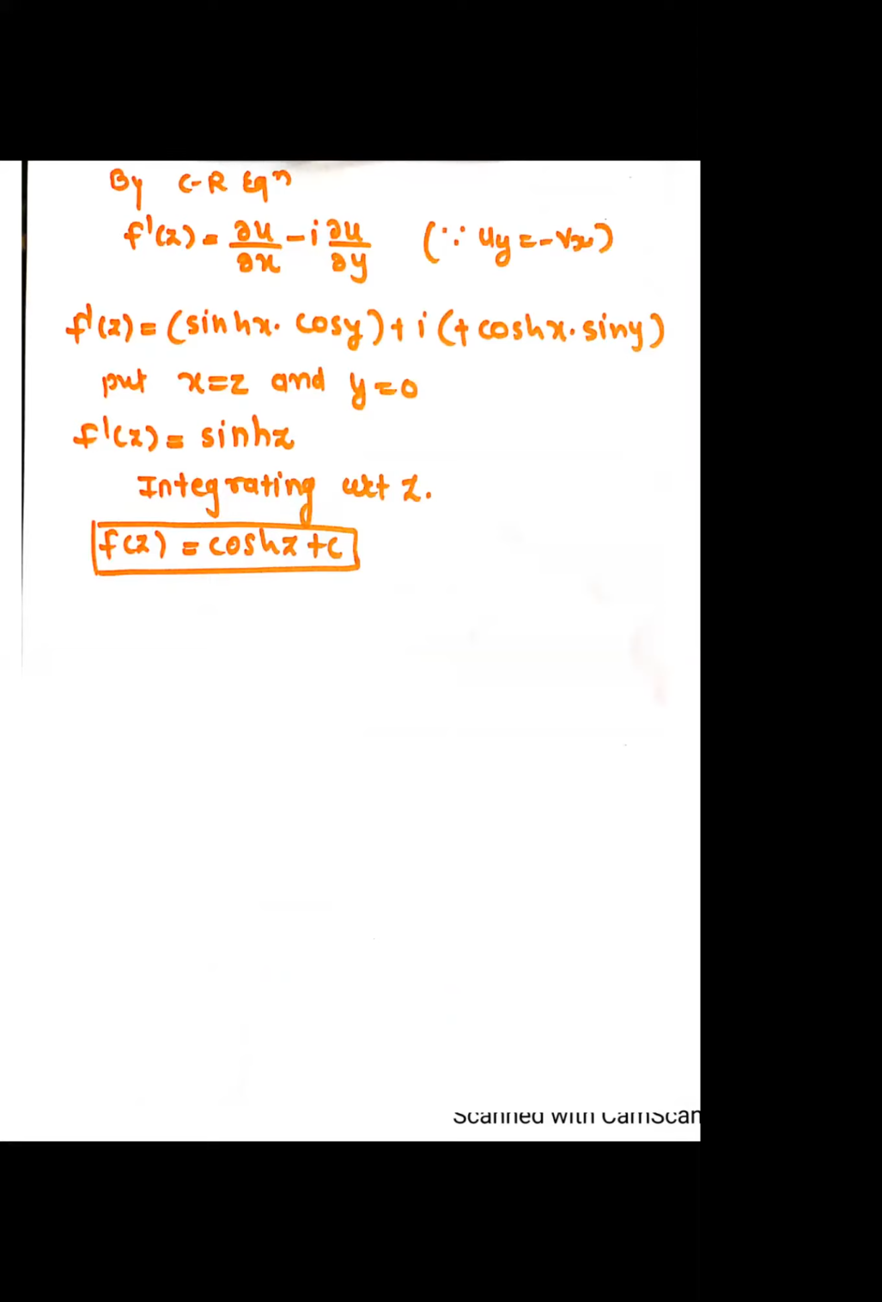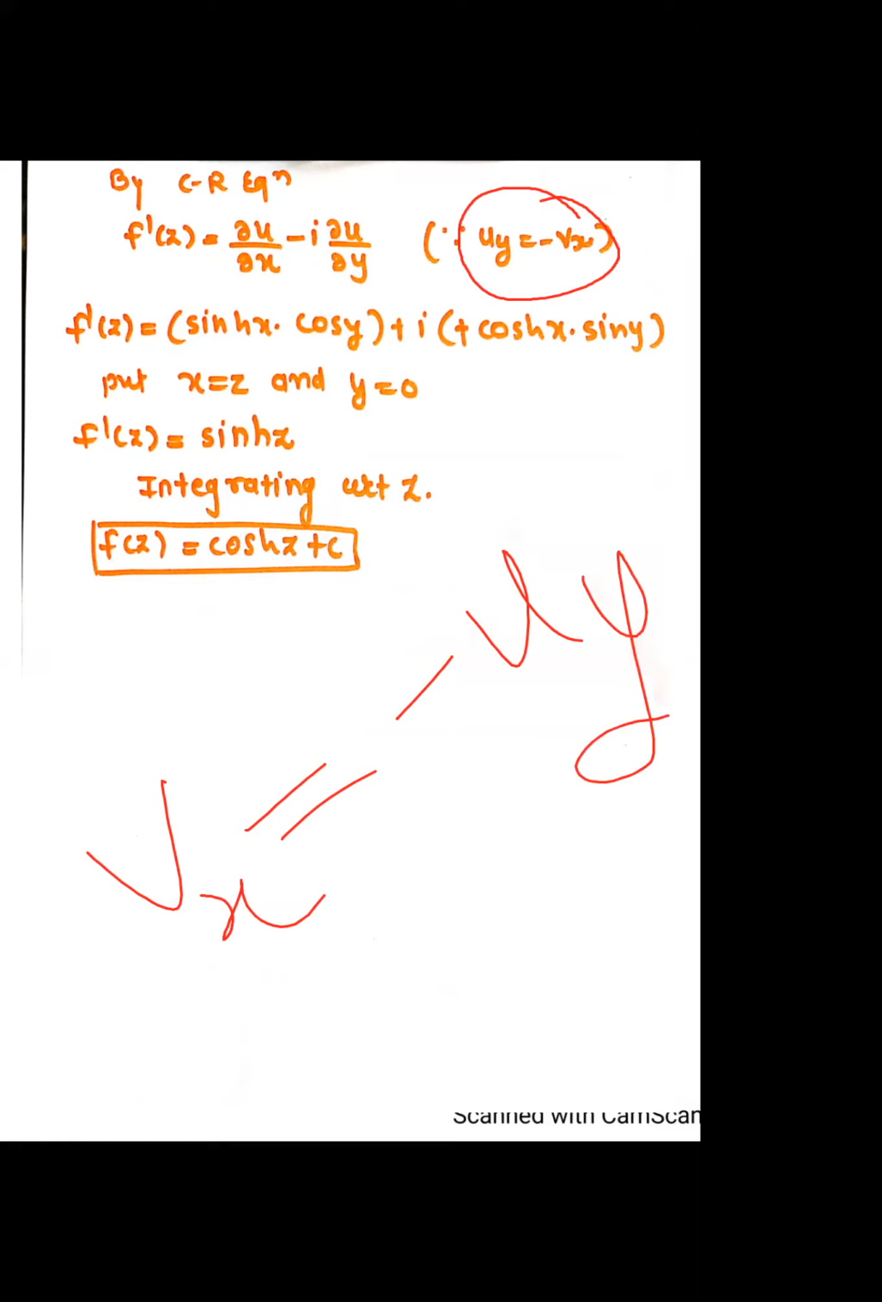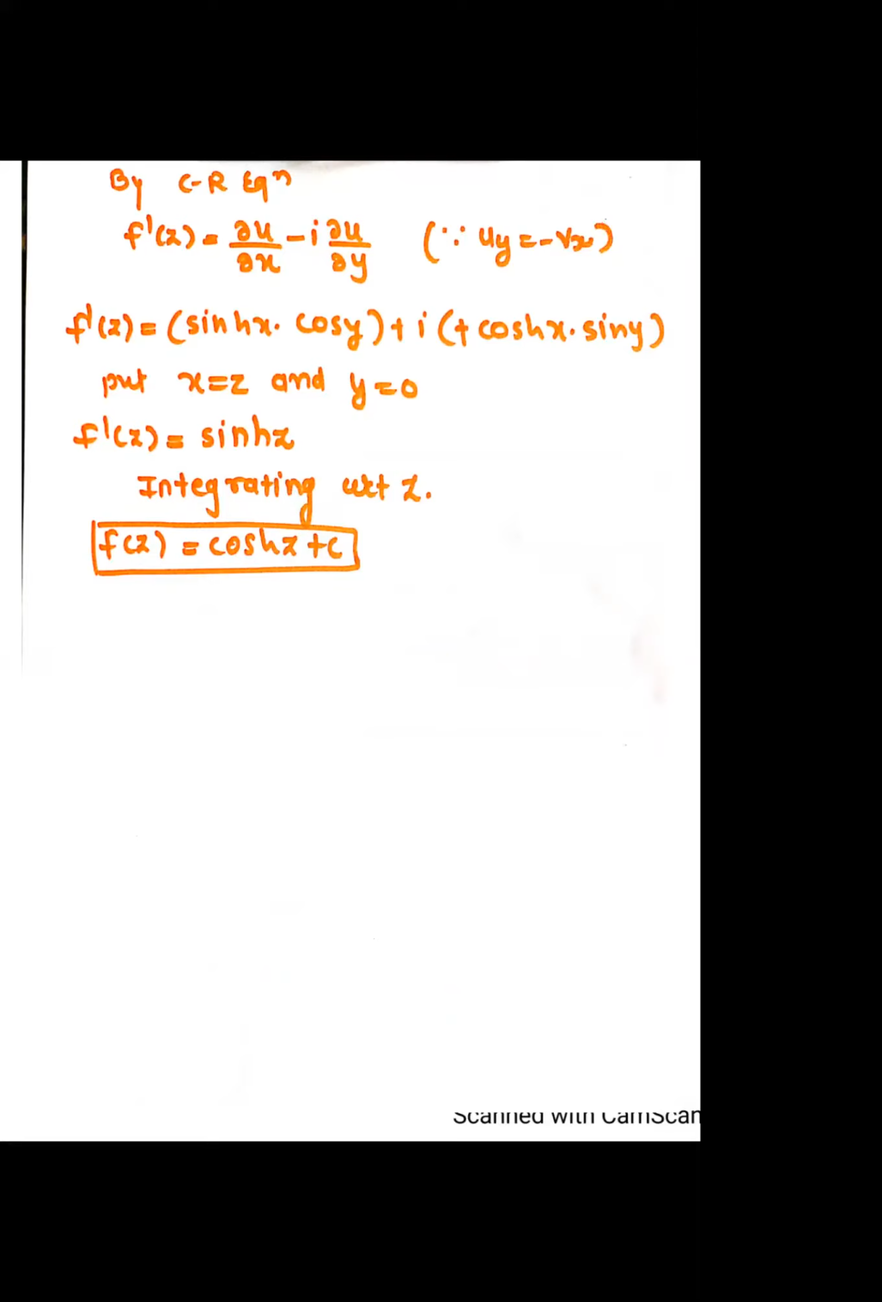So this is the second Cauchy-Riemann equation we can use here. uy equal to minus vx, म्हणजेच काय होईल? vx equal to minus uy. vx equal to minus uy, and therefore substitute that minus uy here. So you will get f dash of z equals ∂u/∂x, that is sinh x into cos y, plus i times cosh x into sinh y.